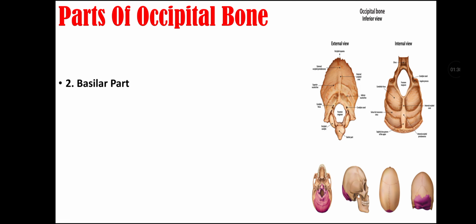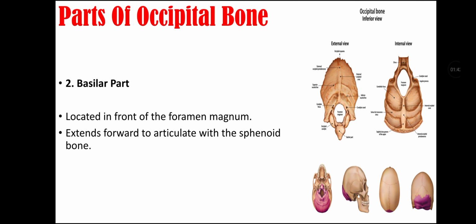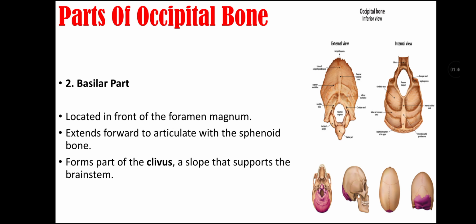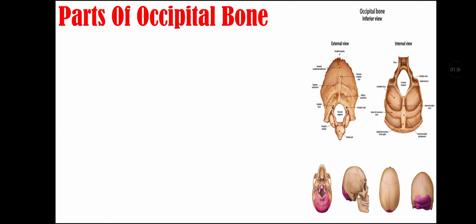The second part of the occipital bone is the basilar part, that is located in front of the foramen magnum. It extends forward to articulate with the sphenoid bone. It forms part of the clivus, that is a slope that supports the brainstem.